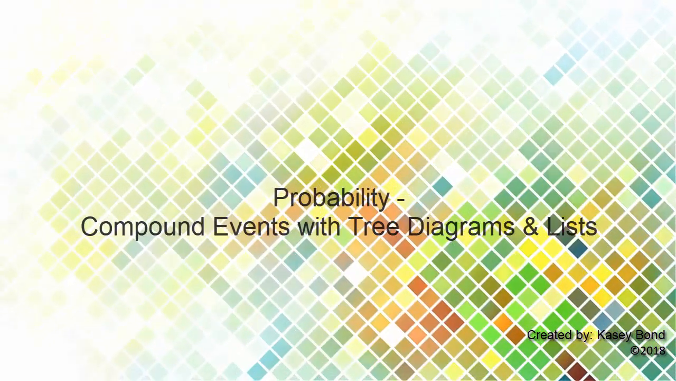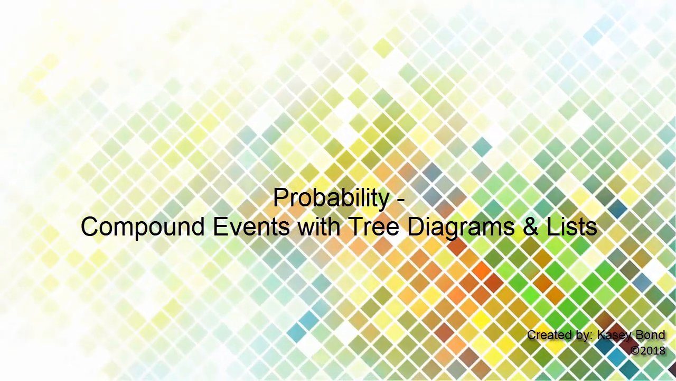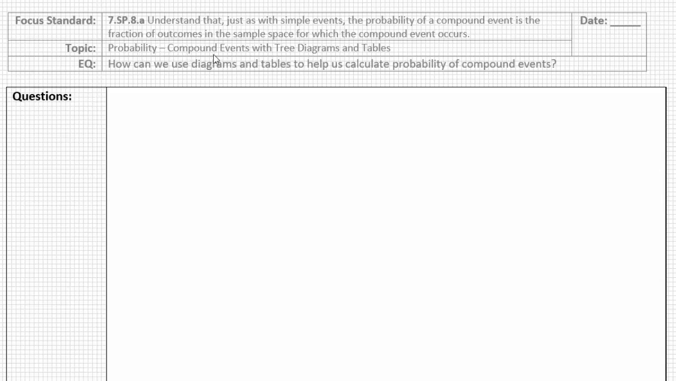Our topic for this lesson continues to be from our probability unit, compound events with tree diagrams and tables. Our essential question is, how can we use diagrams and tables to help us calculate probability of compound events?